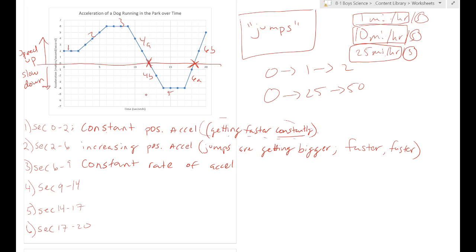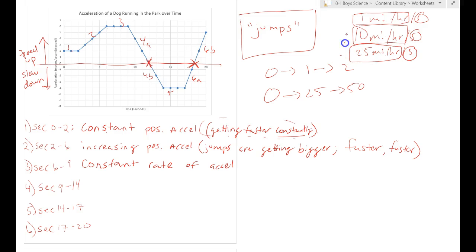Well, let's think about this in terms of numbers. First it's 6, then it's 4 meters per second squared, then 2, and eventually 0. We'll deal with 0 in a second. But my rate of acceleration is 6. So I'm getting faster by jumps of 6 every single second. Then I'm getting faster by jumps of 4 every second, and then 2 every second. So I'm still getting faster when I'm accelerating at 2. I'm just not getting faster as quickly.